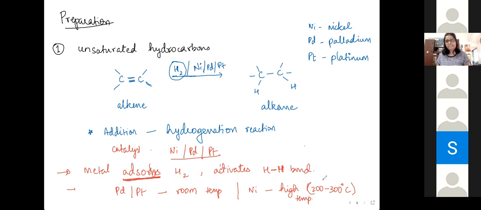So activating the H-H bond means the H2 that we provide with the catalyst, right? Correct. That is what gets activated and then gets transferred to the alkene. Any doubts regarding this point? Just wait till I show you the video of it.